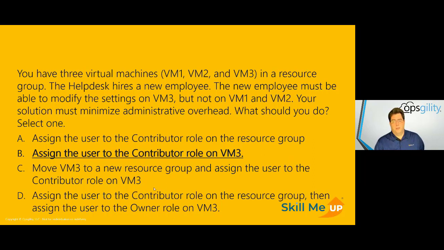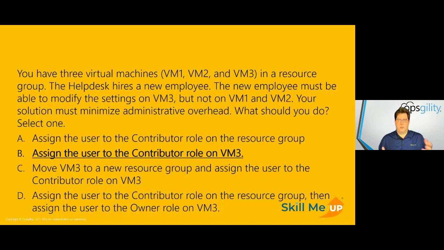We could create a new resource group just for VM3 and move VM3 to it, but that'd be a big pain. We might have to do more networking if VM3 communicates with VM1 and VM2. From an administrative overhead standpoint, that does not minimize our administrative overhead. Again, on D, we don't want to create an owner role at VM3. There's no reason for that because we don't want them to be able to give another employee access rights, which is what an owner would do.